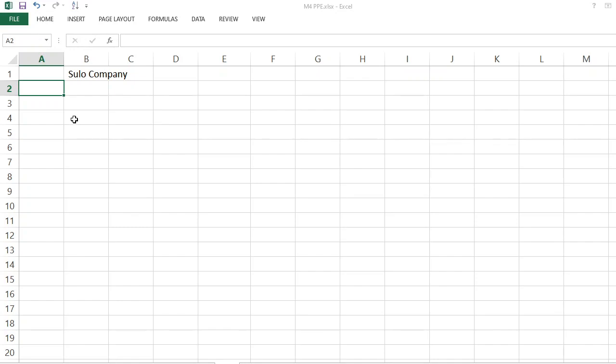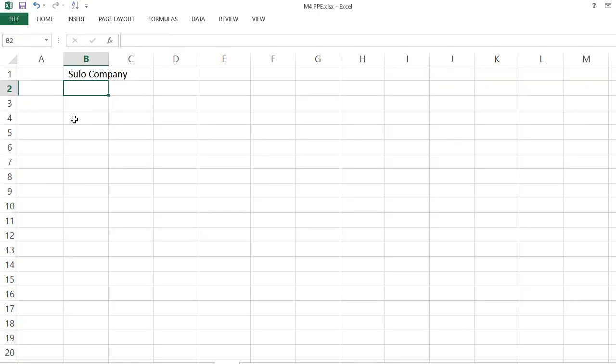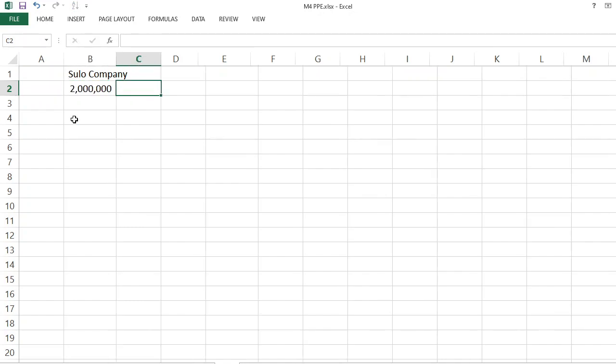Okay, so compute the cost of the building. According to PAS 23, we will start with getting the average of the expenses that we incurred in connection with the construction of the building. So, on January 1, we incurred 2 million. And since it is outstanding for the rest of the year, ato siyang nagamit gikan January 1, therefore, for the whole 12 months, atong nagamit ang amount. So, that's 12 over 12. That's how we compute for the average.